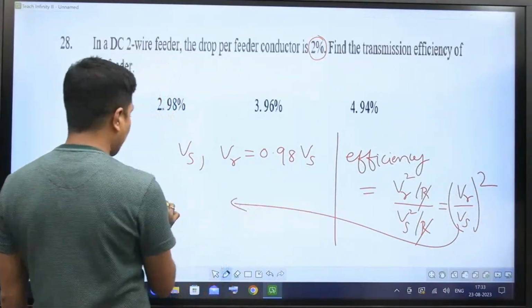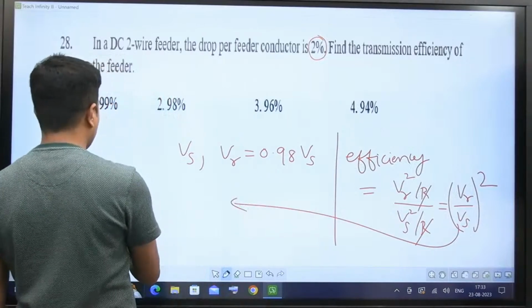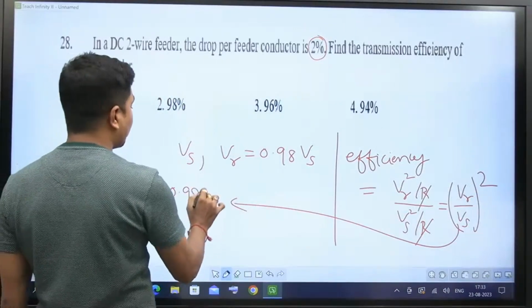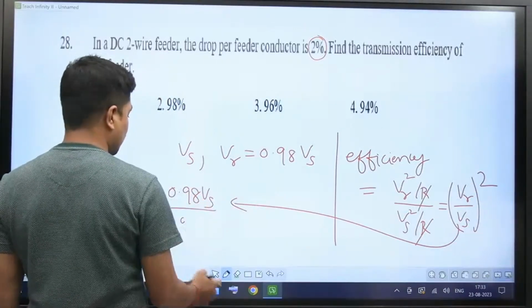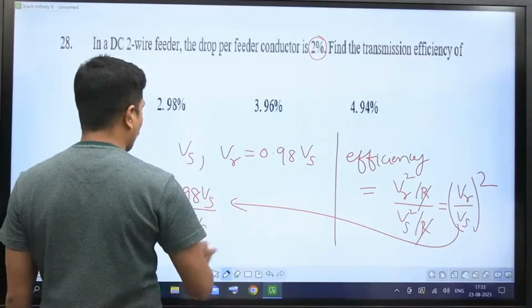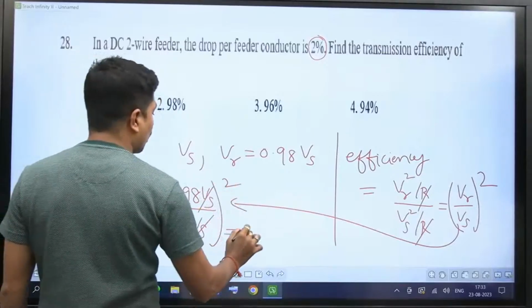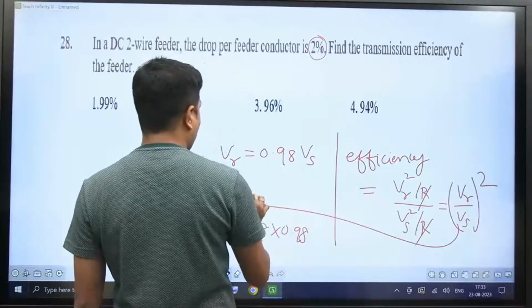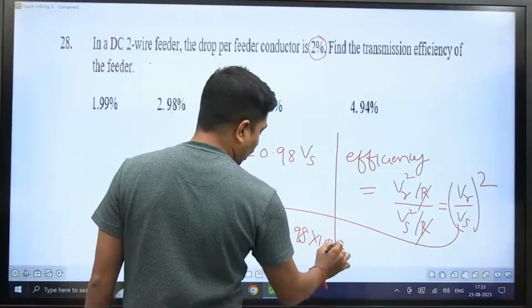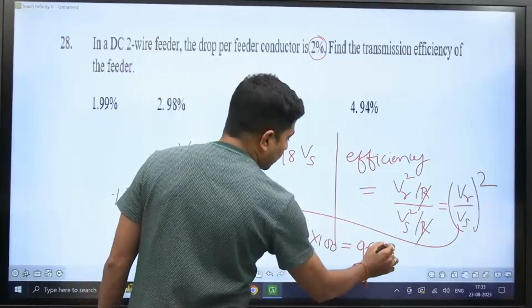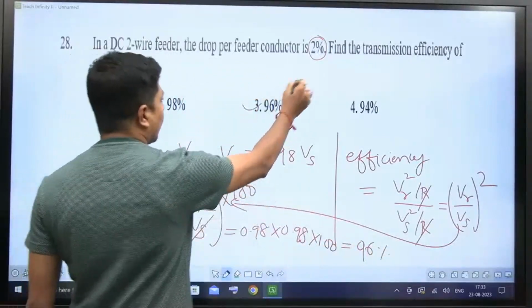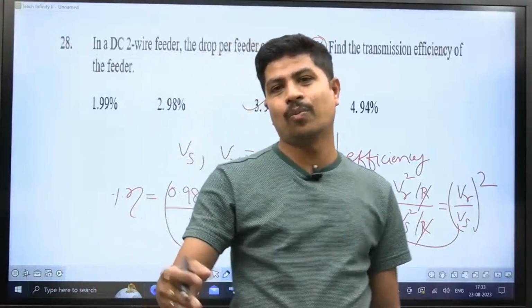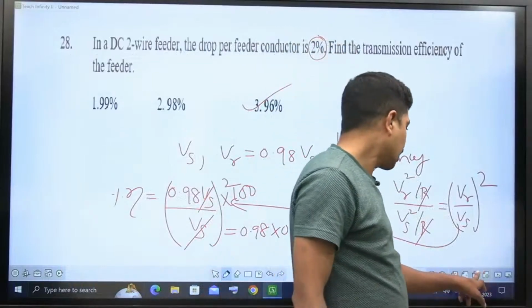Now I'm writing here percentage efficiency is equal to, how much is Vr? 0.98 Vs. By Vs whole square, one Vs is gone, so it is 0.98 into 0.98. As I told, it is percentage, therefore it should be into 100. If you calculate it, you're going to get it as 96%. Let's go to the next question.